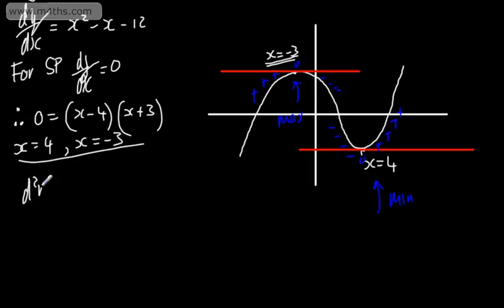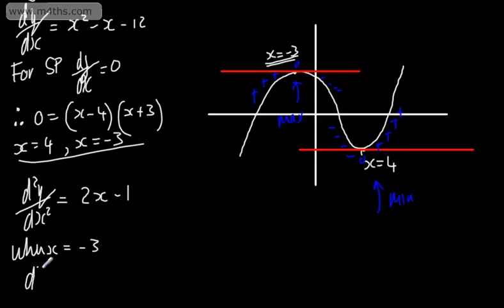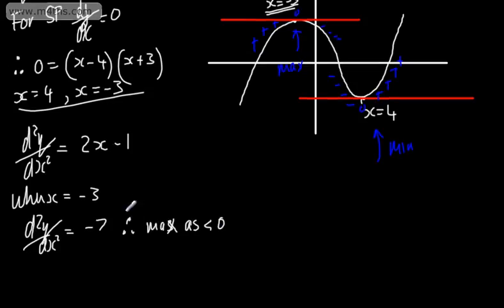So let's take d2y by dx squared. This is the second derivative. If I look here, the derivative is going to be 2x minus 1. So when x is equal to negative 3, d2y by dx squared is going to be equal to 2 lots of negative 3 minus 1, that's negative 7. Therefore, we can say that's a max, as it's less than 0. So you can see this time I've substituted in. If that was f double dash of x, we would do f double dash of negative 3.